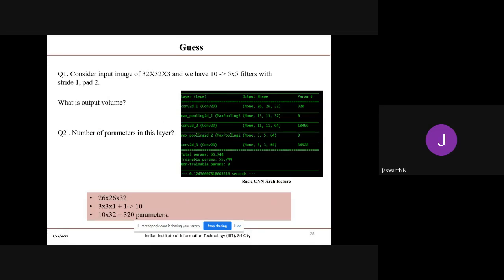Now you can simply take a small three-layered convolution process, and you can understand, going deeper, how you got this particular 320. So 320 is very simple. You have a 26 cross 26 cross 32. It means that you are applying 32 filters of depth, where 3 cross 3 is the filter size. Now you add the bias for each of them. So you have 10 filters of such, so you get 10 into 32 as a depth. So you get totally 320 parameters.